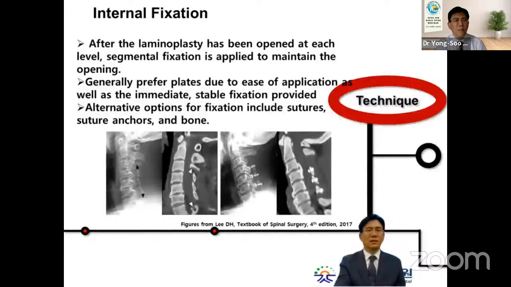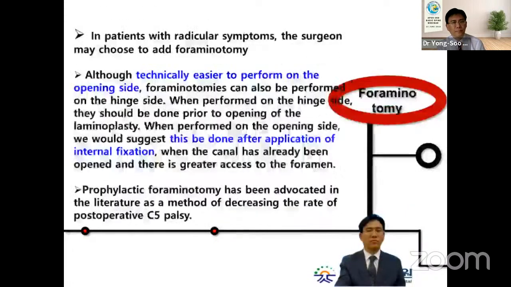Internal fixation technique. After the laminoplasty has been opened at each level, I generally prefer plates due to easy application as well as immediate stable fixation. Alternate options are sutures, suture anchors, and bone. In foraminotomy, it is technically easier to perform on the opening side. This is done after application of internal fixation. Prophylactic foraminotomy has been advocated as a method of decreasing the rate of post-operative C5 palsy.